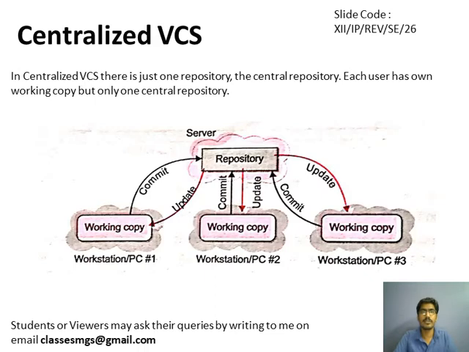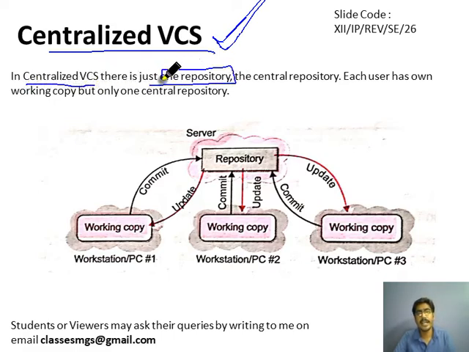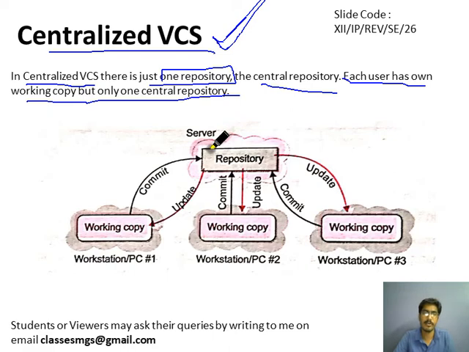Now we will see the two version control systems: centralized version control system and distributed version control system. We will discuss centralized version control system first. In a centralized version control system, there is just one repository, the central repository, and each user has one working copy but only one central repository. Let's suppose this is the repository, and every person, let's suppose this is person A, will have his computer.